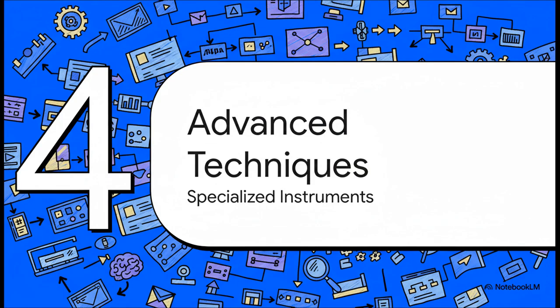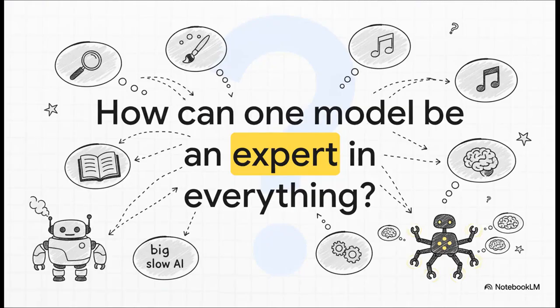All right, so we've covered the power tools. Now let's look at some of the more advanced, really specialized instruments in our toolkit. These are the ones you pull out for very specific and complex challenges. So here's a fascinating problem for you. What if you need a model that's an expert not just in one thing, but in a bunch of different things, all at the same time? How do you build an AI that's a true polymath without just making it bigger and slower?